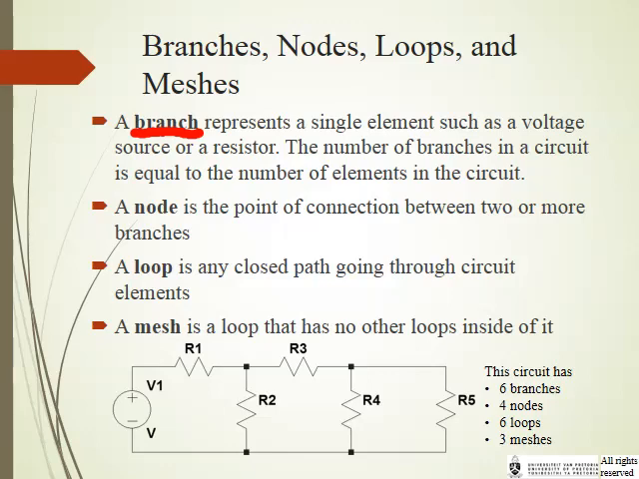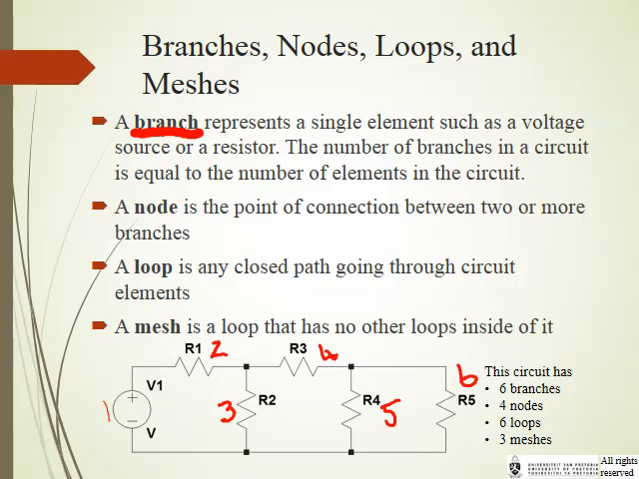The number of branches in a circuit equals the number of elements in the circuit. So if we look at this circuit at the bottom, there is element number 1, element number 2, element number 3, element number 4, circuit element number 5, circuit element number 6. So we've got 6 branches in this circuit.